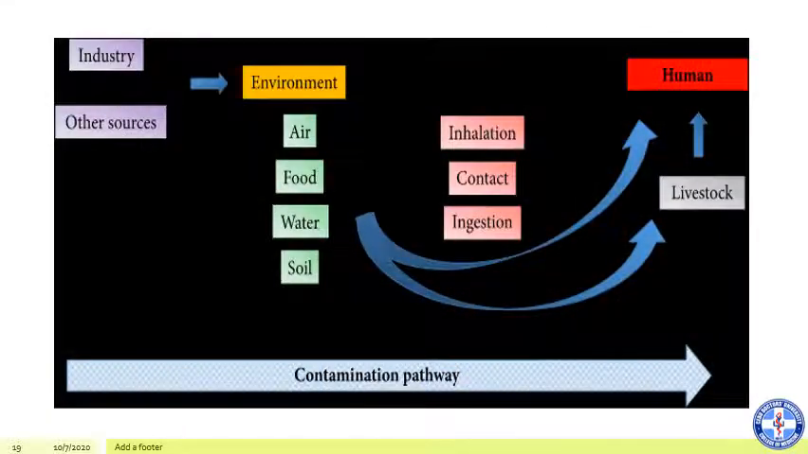Now, let us take a look at this contamination pathway. In the industry and other sources, it is being exposed in the environment via air, food, water, and soil. And transmission to humans and animals is via inhalation, contact, and ingestion. If you notice, though everyone is exposed in minute to large amounts, the workers in the manufacturing industry are those who are at risk and have a high exposure. Therefore, prevention of too much exposure and control is a must.